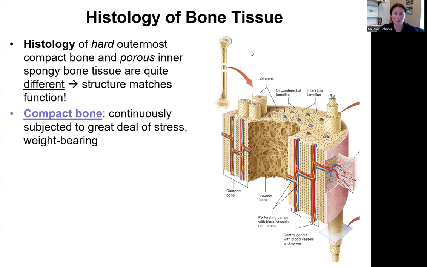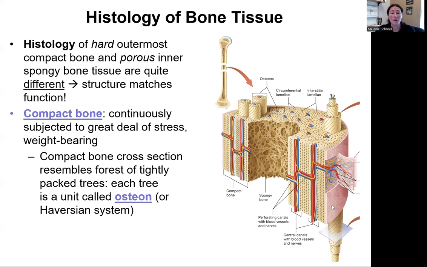So this here is our humerus, our upper arm bone. Usually the humerus is getting stress from the same direction for the most part. This is the weight-bearing part of the bone, and so it has to be densely packed with bony tissue, that really strong, rigid tissue. The compact bone is made up of what are called osteons, and osteons are like tree trunks, and they're all compacted in this big forest of the compact bone.